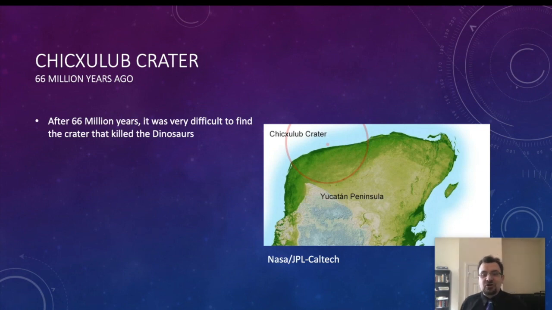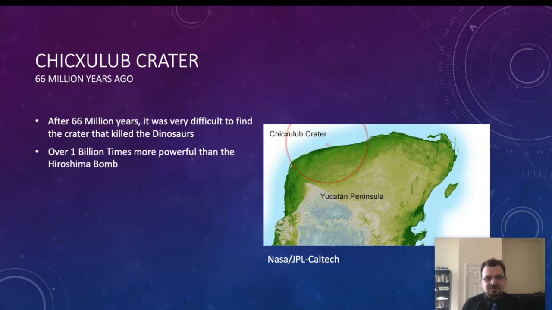So Chicxulub crater is off the edge of the Yucatan Peninsula, and it just completely eroded away. So the only way that you were able to find this is by looking for oil in the area and looking for the disturbance in the bedrock. And they were able to find that using magnetic detection equipment.